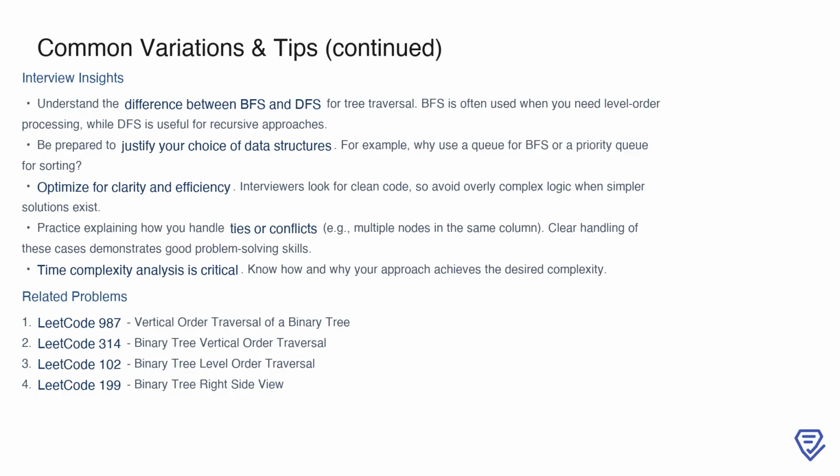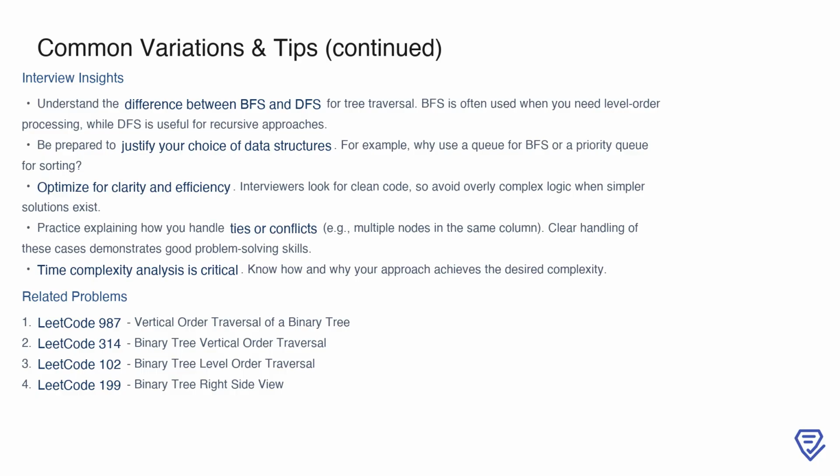Now, when preparing for interviews, there are a few key insights to keep in mind. First, understand when to use BFS versus DFS for tree traversal. BFS is ideal for level order processing, while DFS often works better in recursive approaches. You should also be ready to justify your choice of data structures. For example, explain why you used a queue for BFS or a priority queue for sorting.